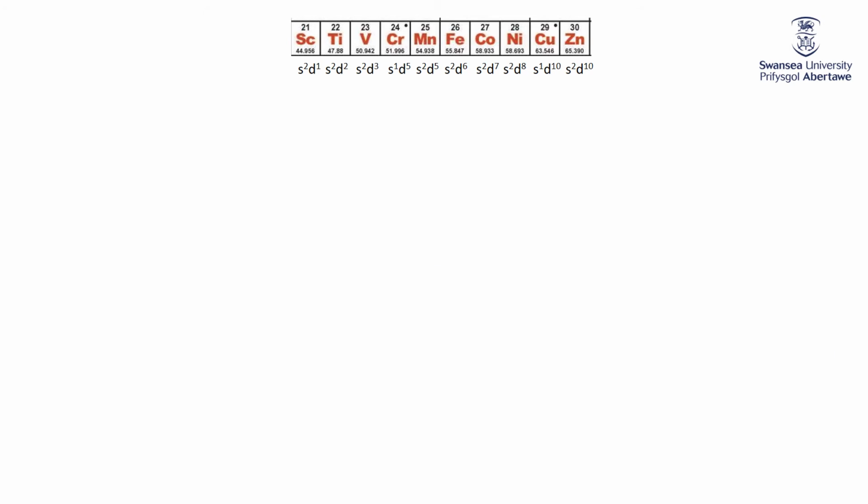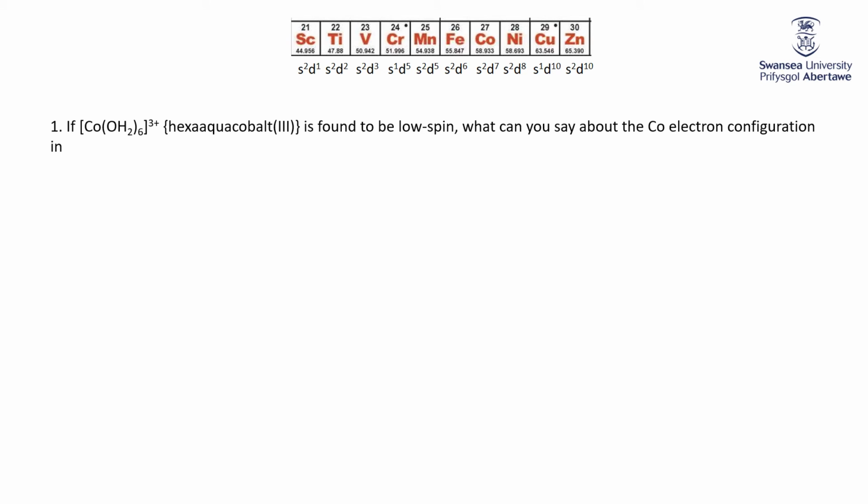But let's take what we did, actually finishing the previous slideshow and then this one, and look at a couple of things. So, cobalt with 6 waters. So hexaaqua cobalt 3 cation is found to be low spin. What can you say about the cobalt electron configuration in, first of all, Co(bpy)3 3+? Okay, well this is cobalt 3. BP is a bidentate nitrogen containing ligand, so we're dealing with cobalt 3 there.